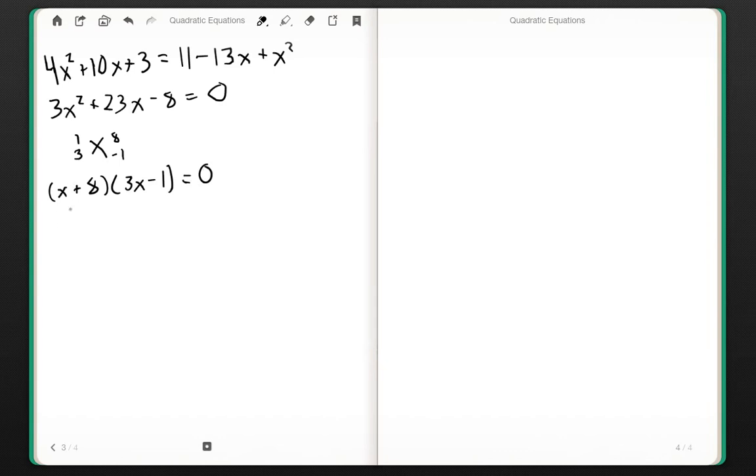So to make x plus 8 equal 0, we'll make x negative 8. And to make 3x minus 1 equal 0, let's see if we can do this in our head this time. If we were to have the equation 3x minus 1 equals 0, we would move the negative 1 over to the other side. We'd have 3x equals 1. Divide both sides by 3, and x would be 1/3.